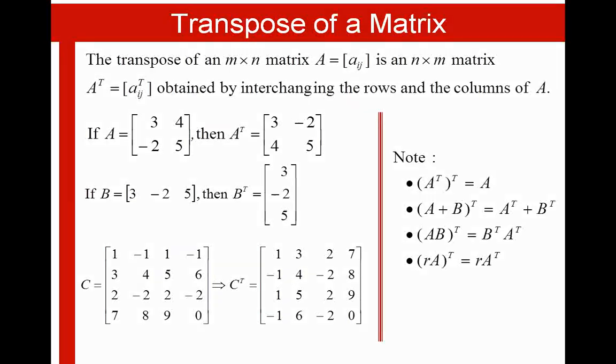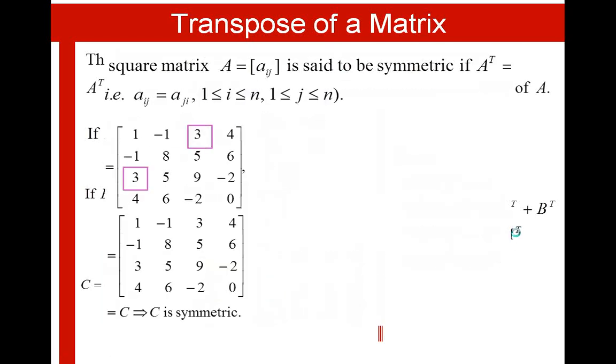What are the properties of the transpose of a matrix? If A transpose is raised to a transpose, in other words we apply the transpose twice to a matrix, we obtain the original matrix. They cancel each other. A plus B transpose is equal to A transpose plus B transpose. This we have to remember, it is very important. A times B transpose is equal to B transpose times A transpose. Notice the order here. And RA raised to the transpose is equal to R times A transpose.